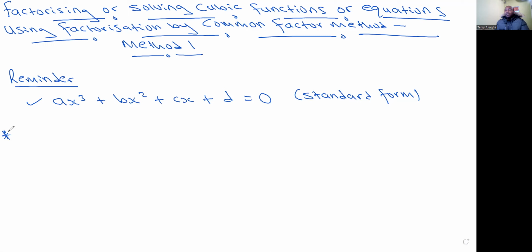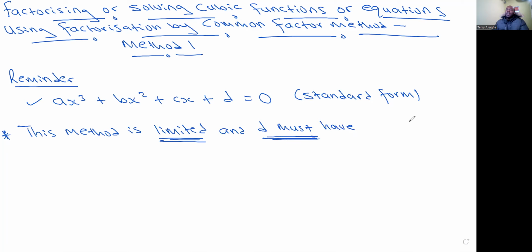When you want to factorize or solve using this method, it is very limited. In order to solve this, you must have a value for d. I'm going to write it down because I'm aware some of us take notes. So this method is limited. The keyword is limited. What I'm saying is that in most cases, it can't solve all types of cubic function. In some cases, it can. In some cases, it cannot. But before you use this method, d must have a value.